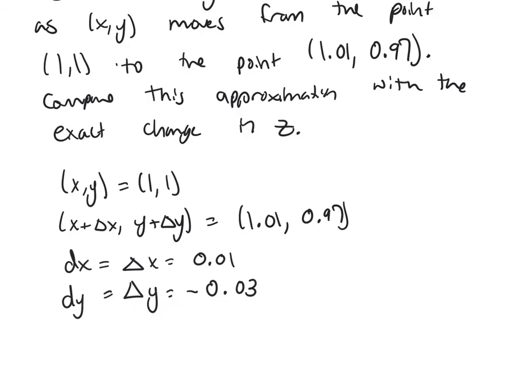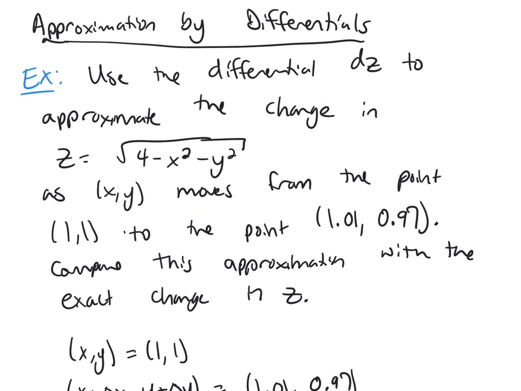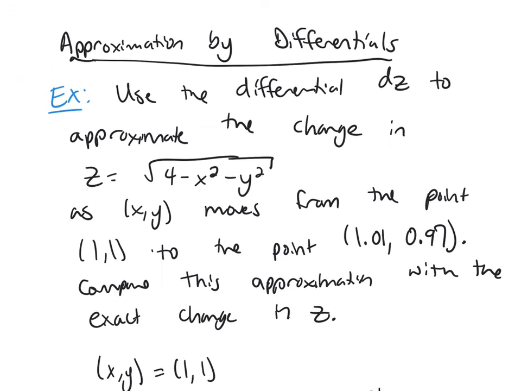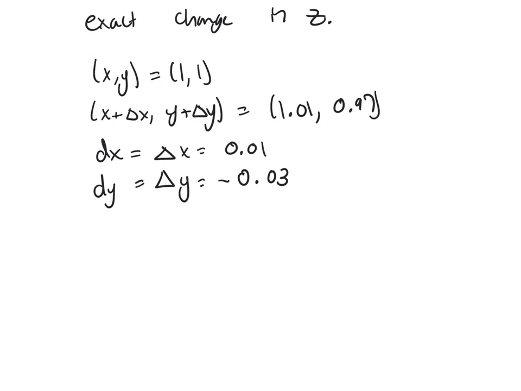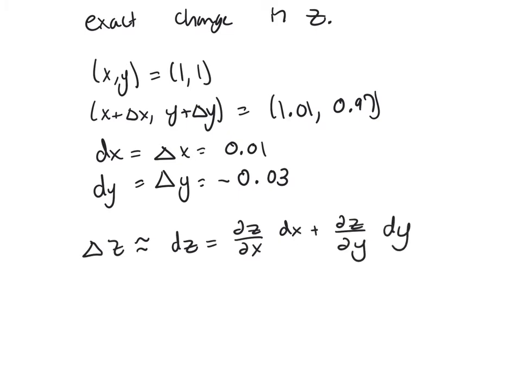All right, so let's go back to our question. We're using the differential to approximate my change. So I'm approximating delta z with dz. And so what is dz? That's our total differential. That's the partial derivative of z with respect to x dx plus the partial derivative of z with respect to y dy.